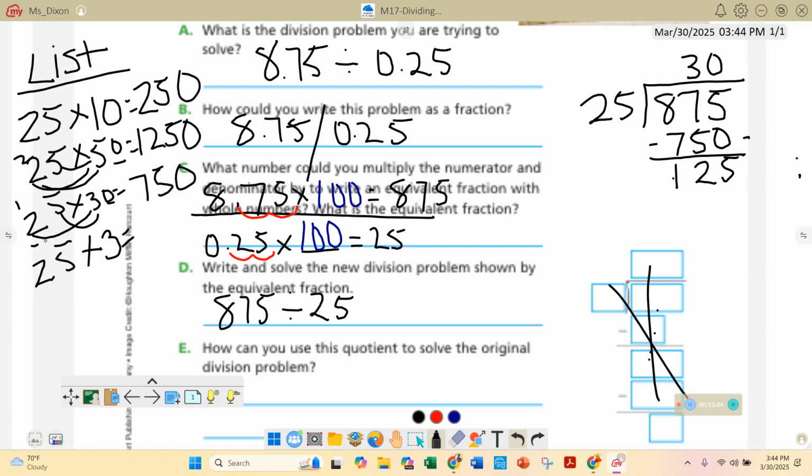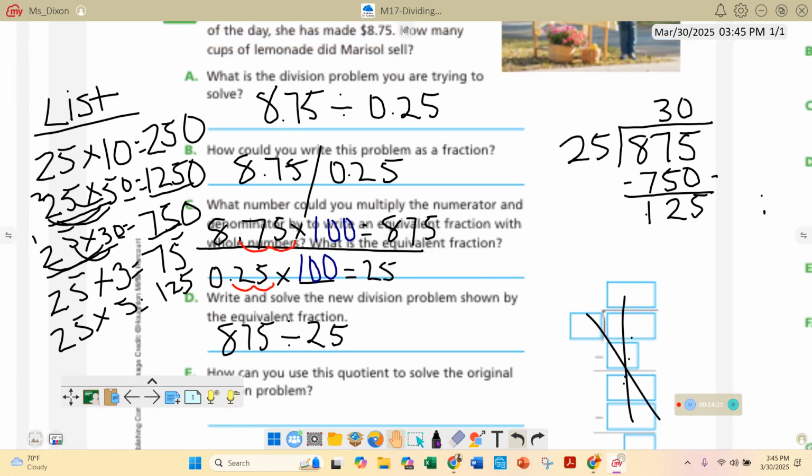If you look up here, we've already solved 25 times 3. That's 75. 75 would work. It's a little far away. Could we maybe go higher? Some of you might be saying, Miss Dixon, if we've already done 25 times 5 and got 125, why not do that? 25 times 5 is 125. That would be perfect.